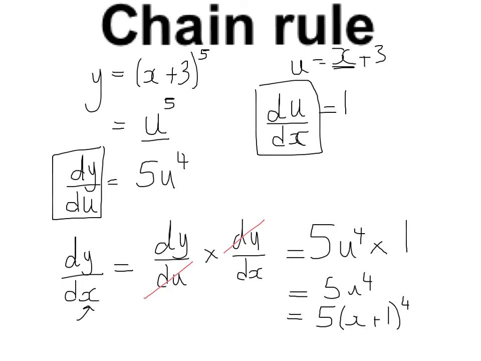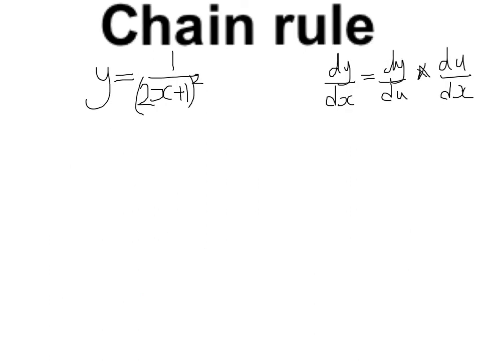Let's try another example. This example might look a little bit more tricky than before, but we're going to use the same thing, and we're going to substitute in your value of u as 2x plus 1. So this just becomes 1 over u squared, which is the same as u to the power of negative 2. So that's what y equals.